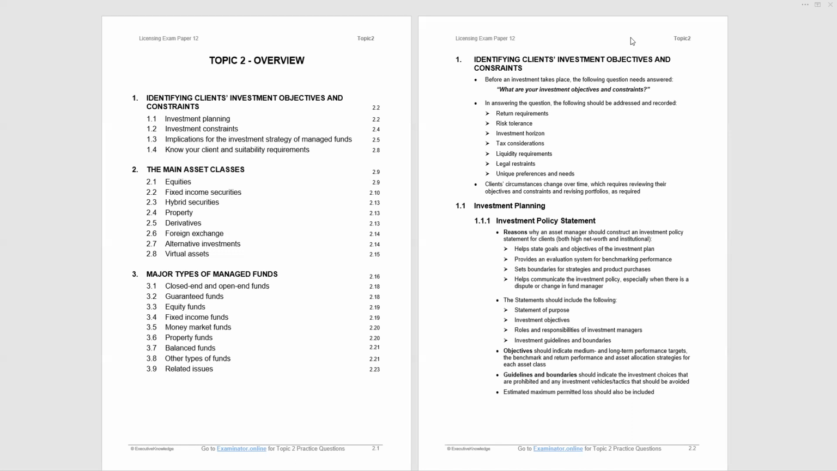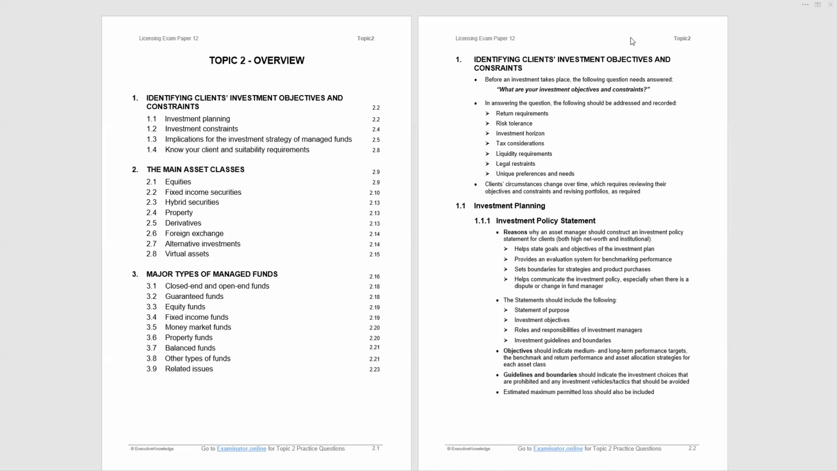The investment policy statement should include a statement of purpose, investment objectives, this is really the sort of chapter headings, roles and responsibilities of investment managers, and investment guidelines and boundaries. Now, the objectives should indicate medium and long-term performance targets, the benchmark, that may be a particular index, and return performance and asset allocation strategies for each asset class. And we're going to be looking at those in a moment.